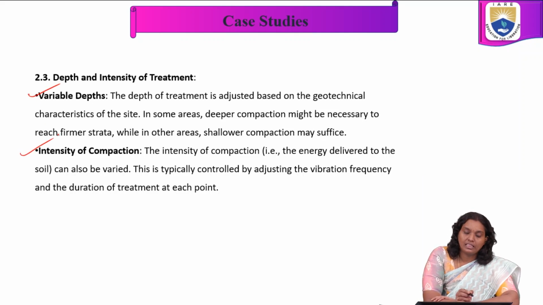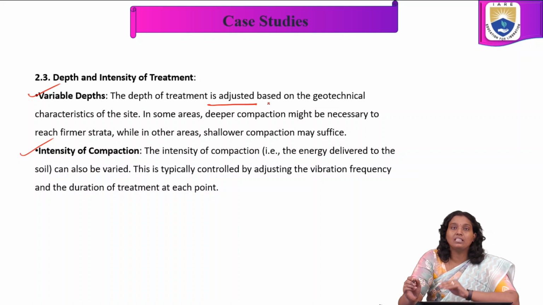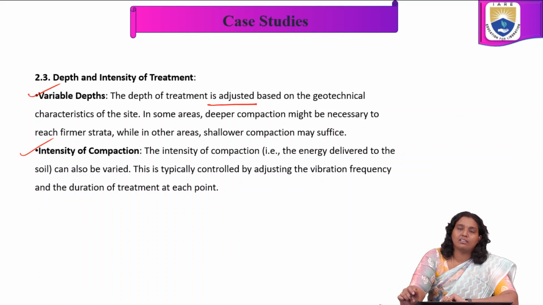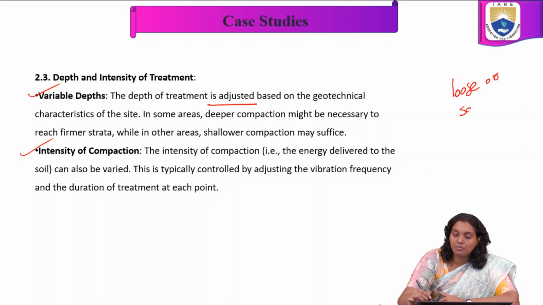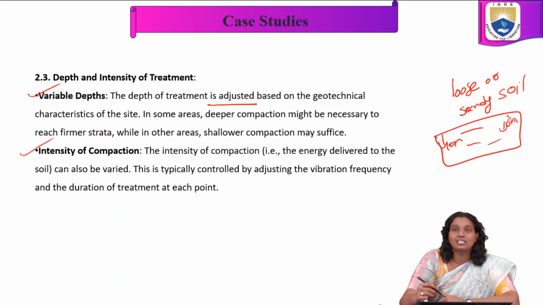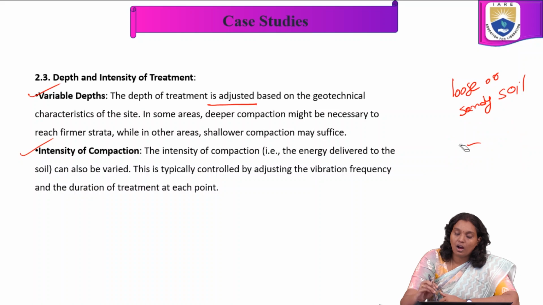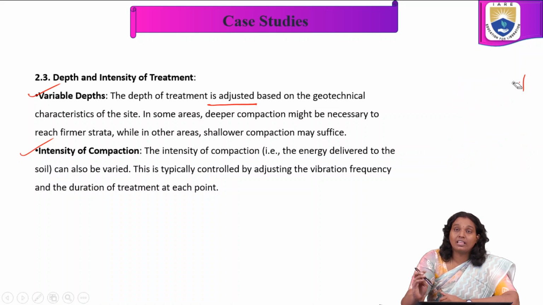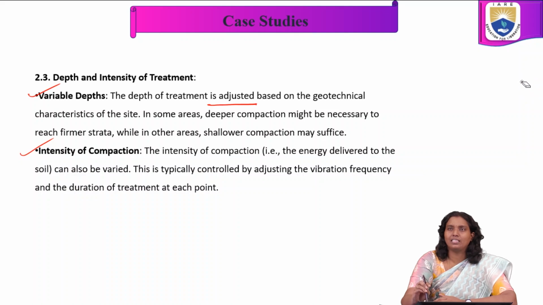In variable depths, the depth of treatment is adjusted based on the geotechnical characteristics of that particular site. In some areas, deeper compaction might be necessary to reach the required properties, while in other areas, shallow compaction may be sufficient. It depends upon how much area the loose or sandy soil is present. In this area, the loose soil may go up to 10 meters, here only 15 meters, like that the variations may be there. It depends upon how deep the loose and sandy soils are.